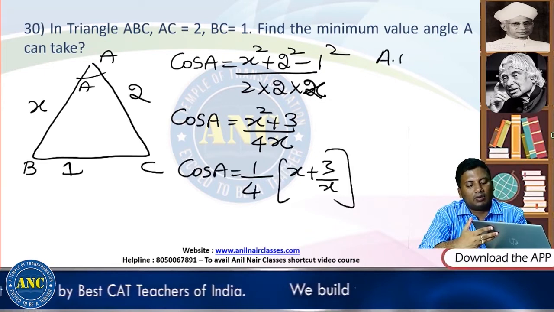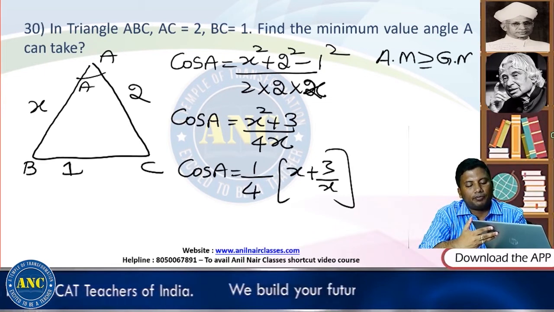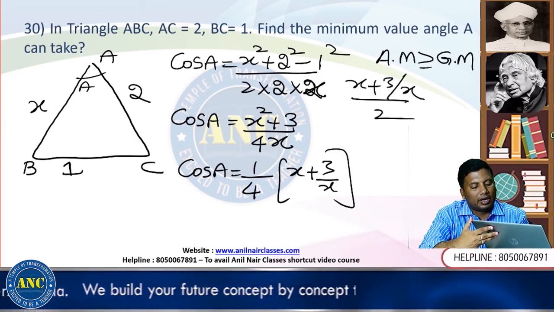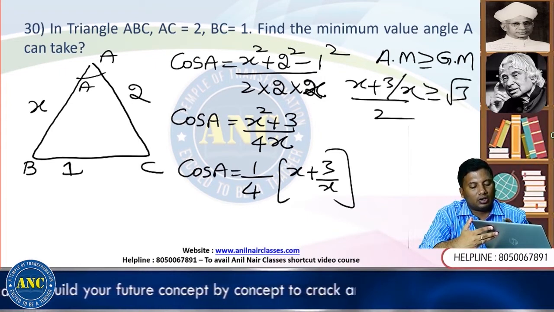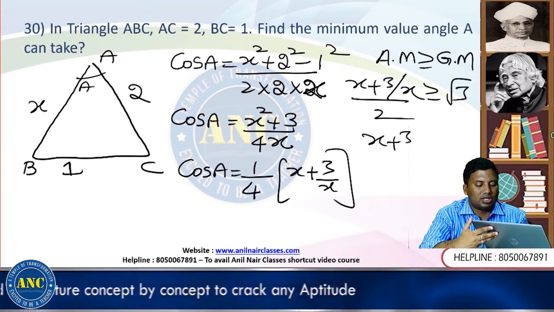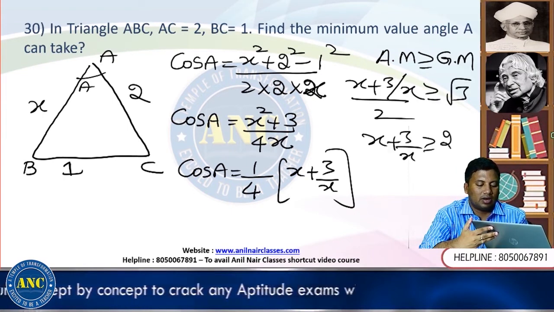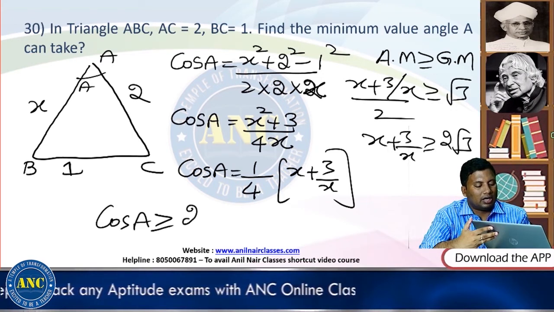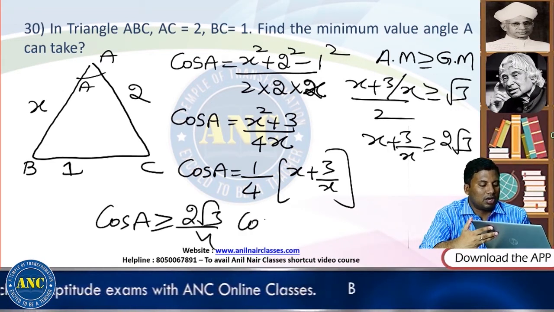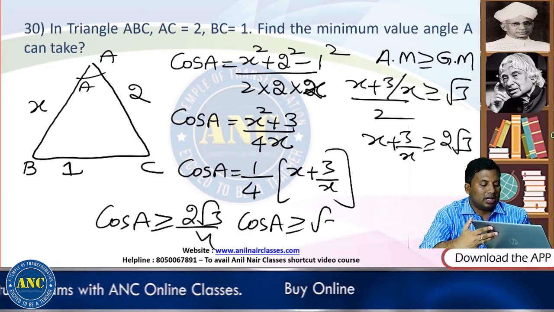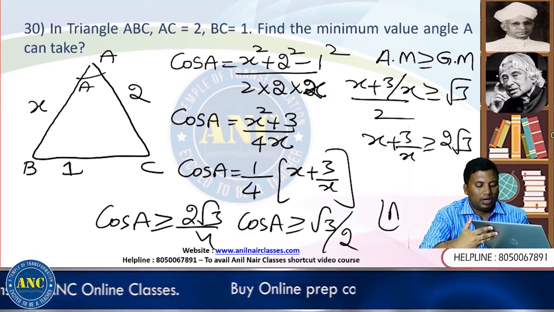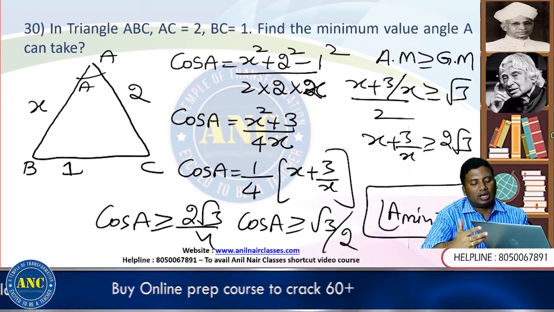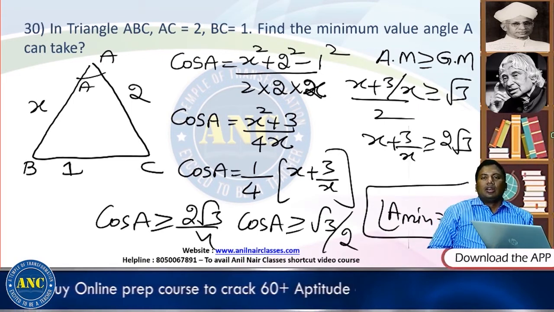AM greater than or equal to GM. So x plus 3 by x by 2 is greater than or equal to root 3. So x plus 3 by x is greater than or equal to 2 root 3. So cos A is greater than or equal to 2 root 3 by 4. Cos A is greater than or equal to root 3 by 2. Minimum angle is nothing but 30 degrees. Cos 30 is only root 3 by 2.